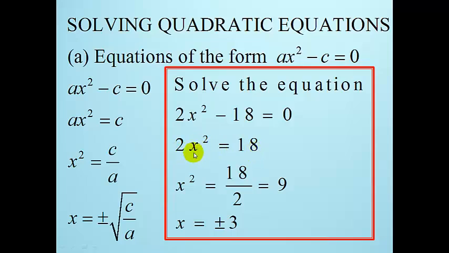When we divide 2x squared by 2, we are left with x squared. And this is equal to, when we divide 18 by 2, 9. So x squared is equal to 9. Now, because we are solving for x, we have to take the square root of both sides. When we take the square root of x squared, we are left with x. And when we take the square root of 9, we have plus or minus the answer. And the answer is 3, because the square root of 9 equals 3. So x is equal to plus or minus 3.